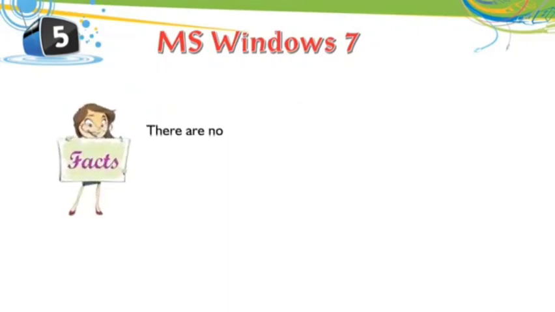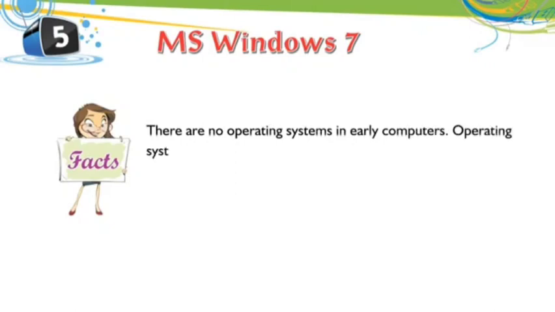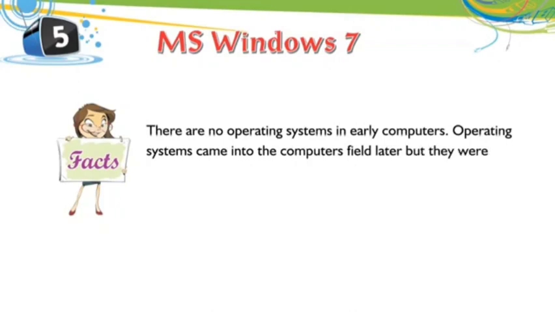Facts. There were no operating systems in early computers. Operating systems came into the computer field later, but they were accepted very quickly.